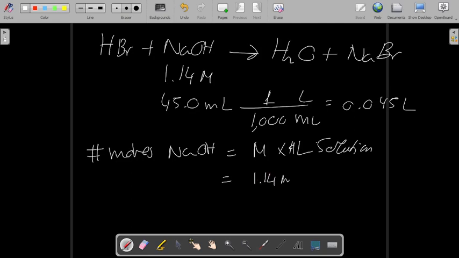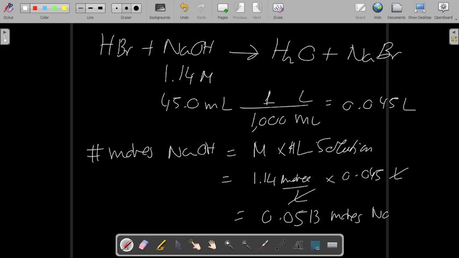1.14. Molarity is moles per liter, so I can see that I can cancel my liters, times 0.045 liters. So the liters are canceled, and I'm going to be left with moles. How many moles? 0.0513 moles of my base.